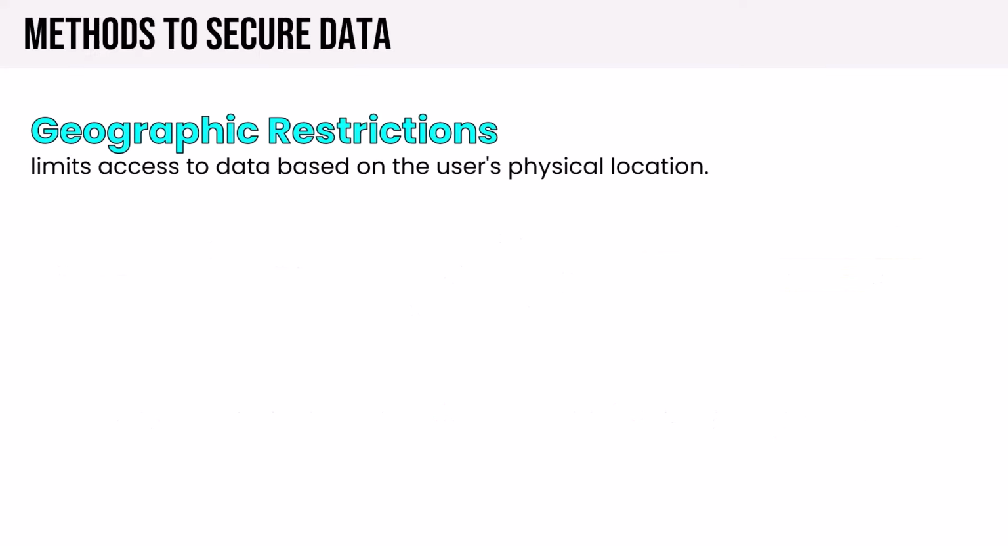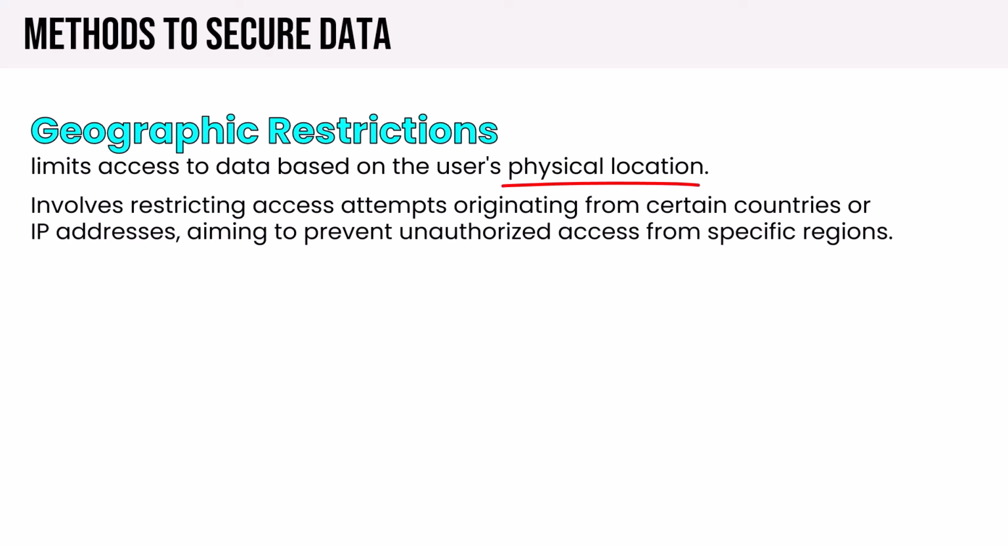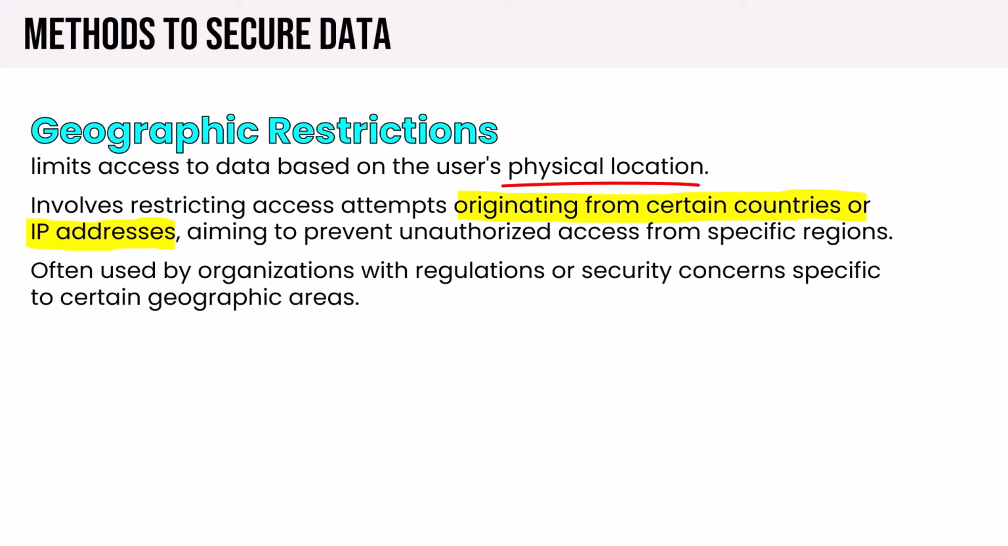Next, we have geographic restrictions, which limits access to data based on the user's physical location. It involves restricting access attempts originating from certain countries or IP addresses, aiming to prevent unauthorized access from specific regions. And this is a technique often used by organizations with regulations or security concerns specific to certain geographic areas.